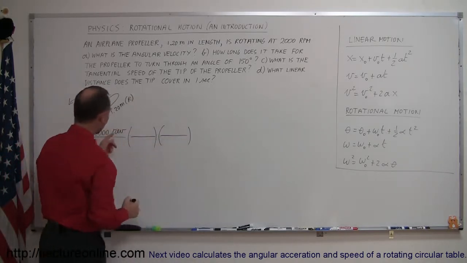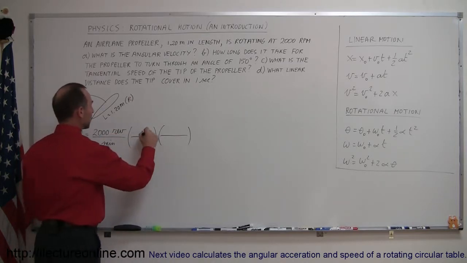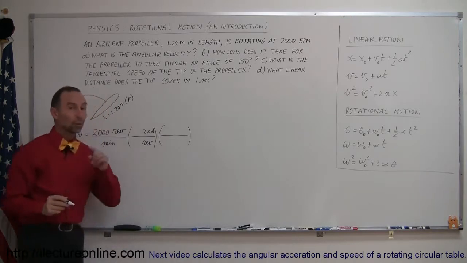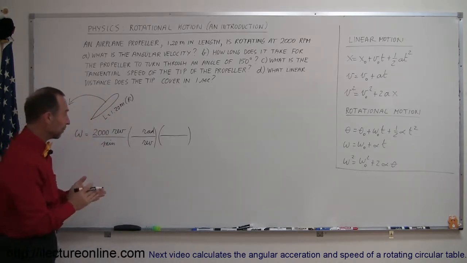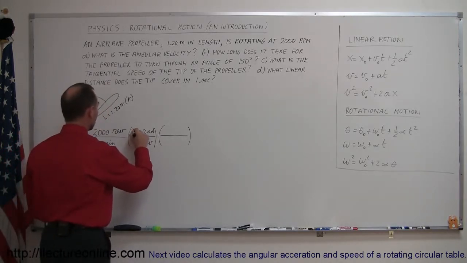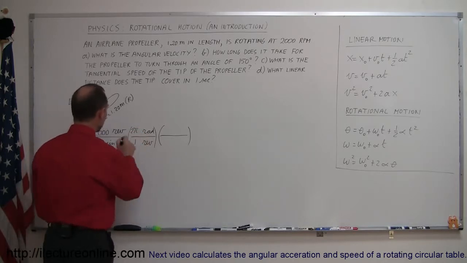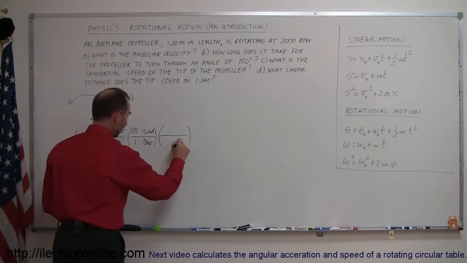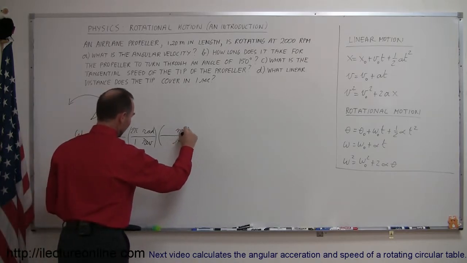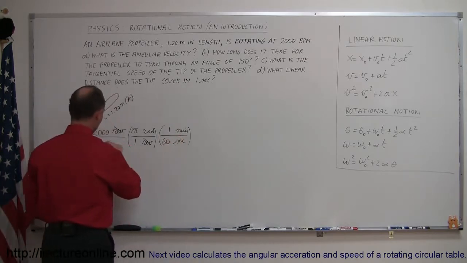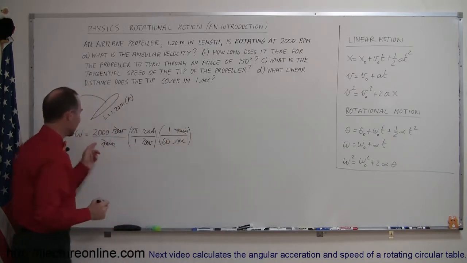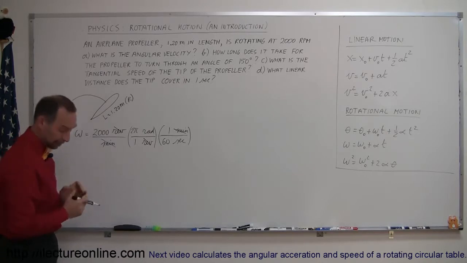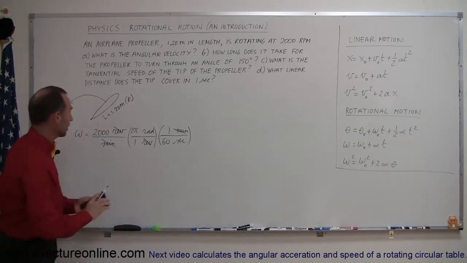Like so. Since we want to get rid of revolutions and replace it by radians, we'll put radians at the top, revolutions at the bottom. And of course, in one revolution, one circle, there are 2 pi radians. So that gets rid of the revolutions. And now we have to go from minutes to seconds. So 1 second at the bottom, minutes at the top, and of course 1 minute is 60 seconds. So now the minutes disappear, and notice that now we have radians per second, which are the standard units for angular velocity.